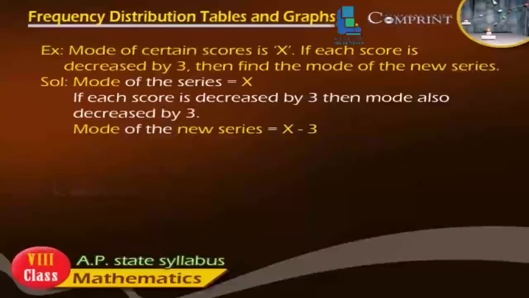Example: the mode of certain scores is x. If each score is decreased by 3, then find the mode of the new series. Solution: the mode of the series is equal to x. If each score is decreased by 3, then the mode is also decreased by 3. The mode of the new series is equal to x minus 3.